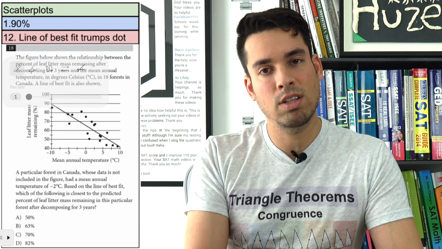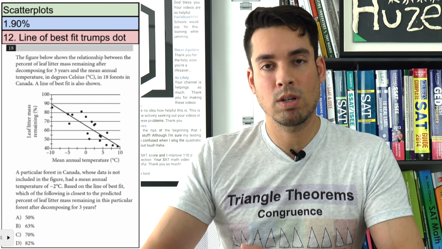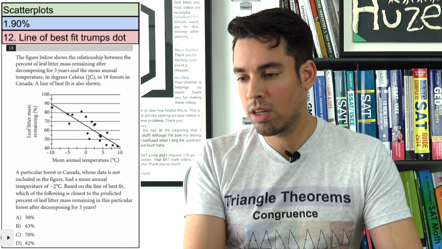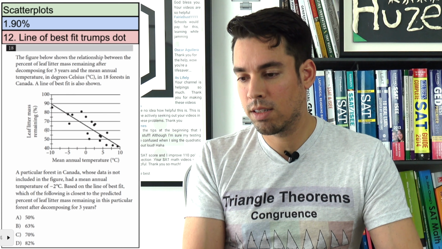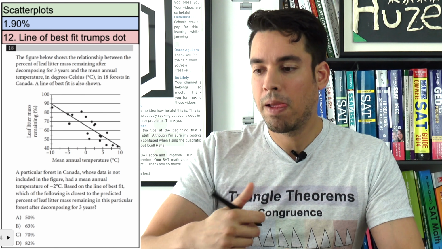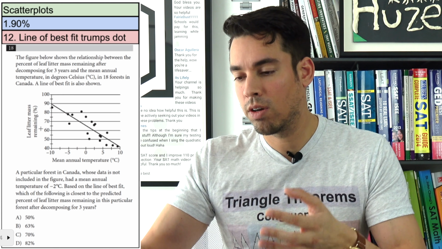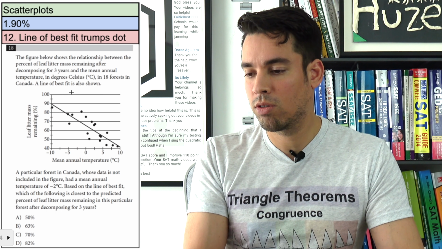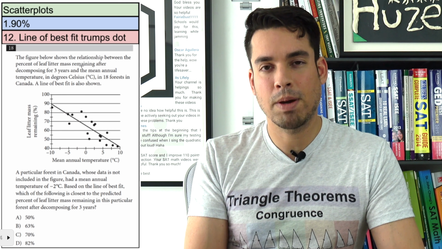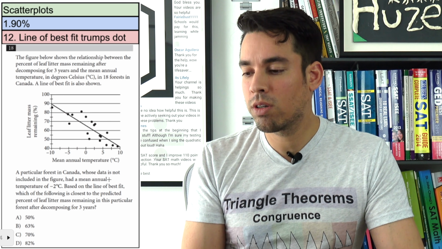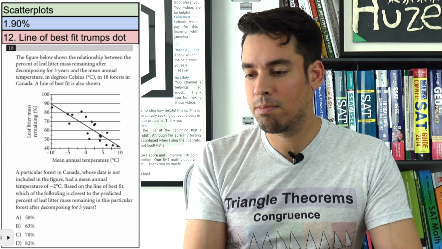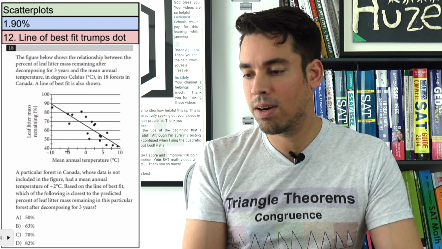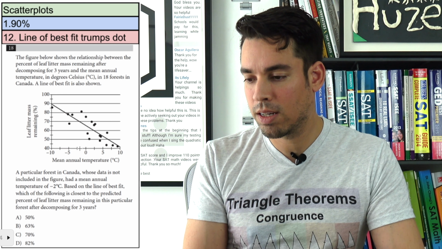If they're saying we want you to use the line of best fit, don't get fooled by one of these real data points. So for example here, when we read this, it's talking about we're trying to find this leaf litter mass remaining at a certain temperature, decomposing for 3 years. None of this is really that critical, but in terms of the problem, it's just sort of background information. Then it says, a particular forest in Canada whose data is not included had a mean annual temperature of -2. First of all, where's -2 on this? This is -5, that's -2.5, here's my -2, right?